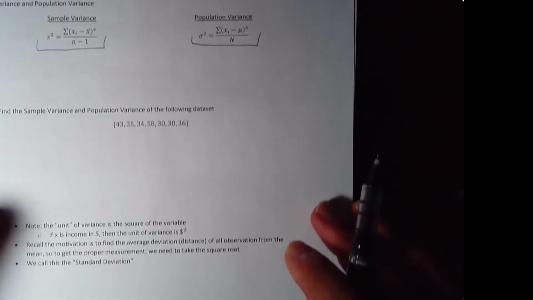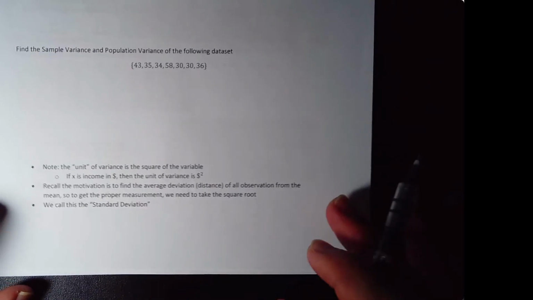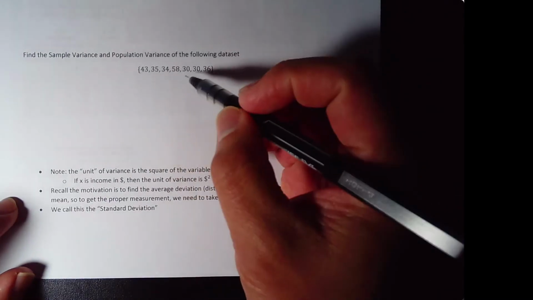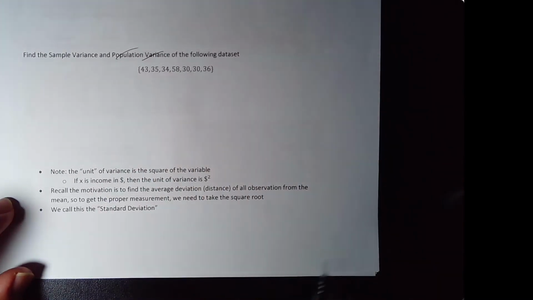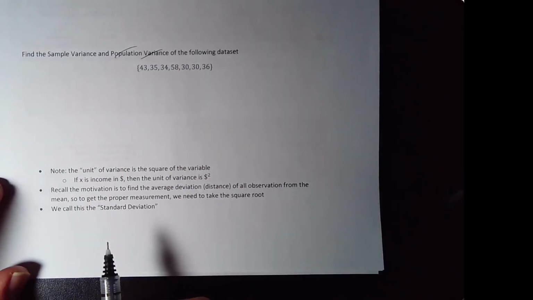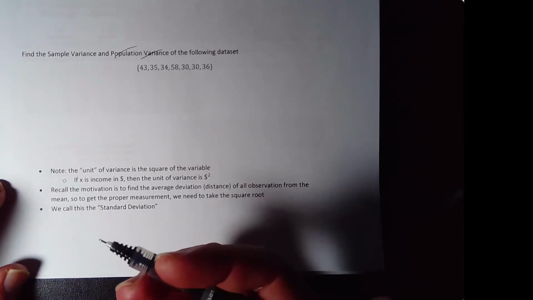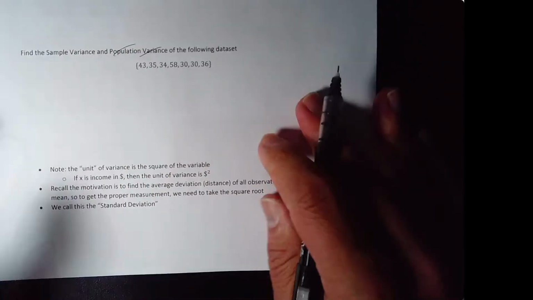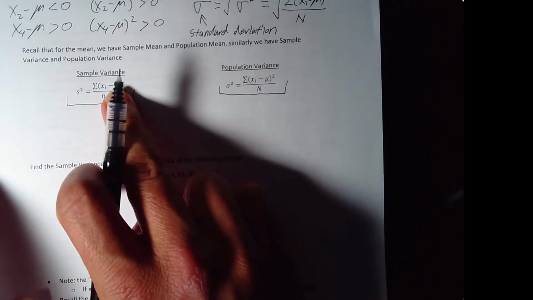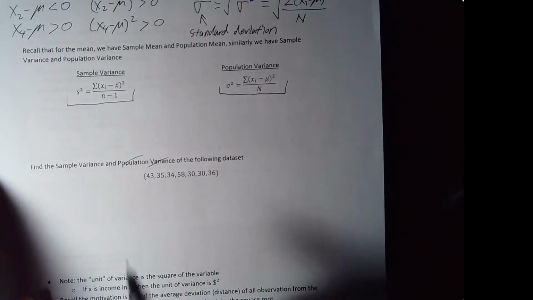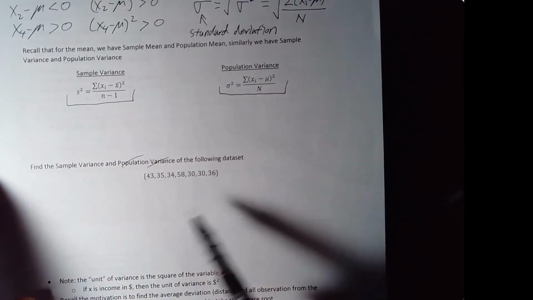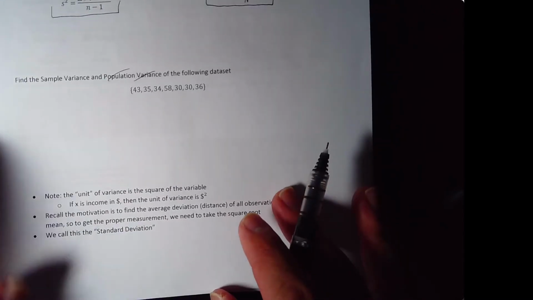Let's find the sample variance and the population variance for the following data set. Okay, you know what? Let's go ahead and just ignore the population variance part. We don't need that. Let's just find the sample variance. Now, to find the sample variance, first thing you need is to find x bar, because the formula is you need to find the average first, right here.